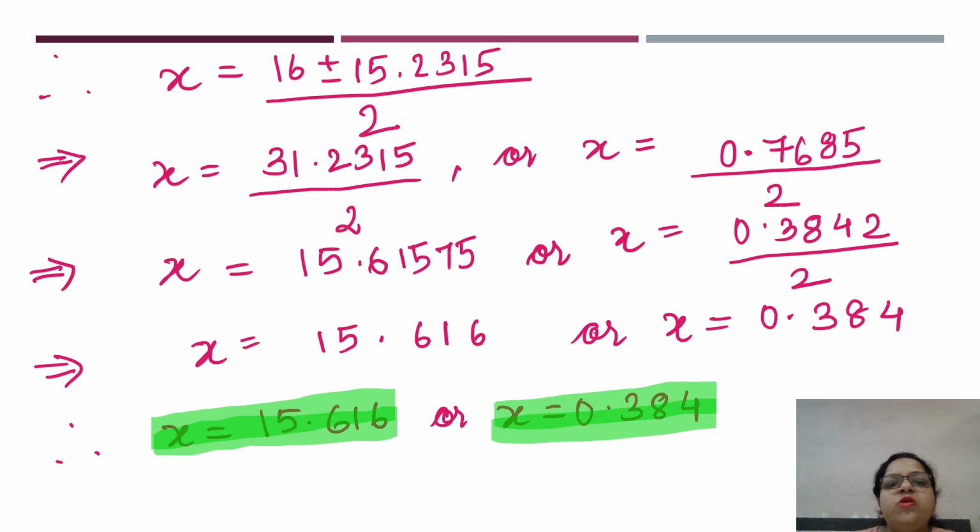That is, x is equal to 31.235 upon 2, or x is equal to 0.7685 upon 2. So x is equal to 15.61575, or x is equal to 0.3842 upon 2. Therefore, x is equal to 15.616, or x is equal to 0.384. Therefore, the answer is x is equal to 15.616, or x is equal to 0.384. Okay, children.